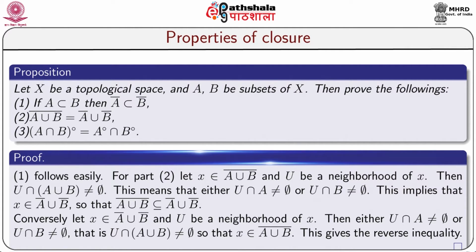So A bar union B bar is contained in A bar union B bar. Conversely, let X belong to closure of A union closure of B, and U be an open set containing X. Then either U meets A or U meets B. That is, U must meet the union of A and B. So X is a limit point of A union B. So this gives the reverse inclusion.